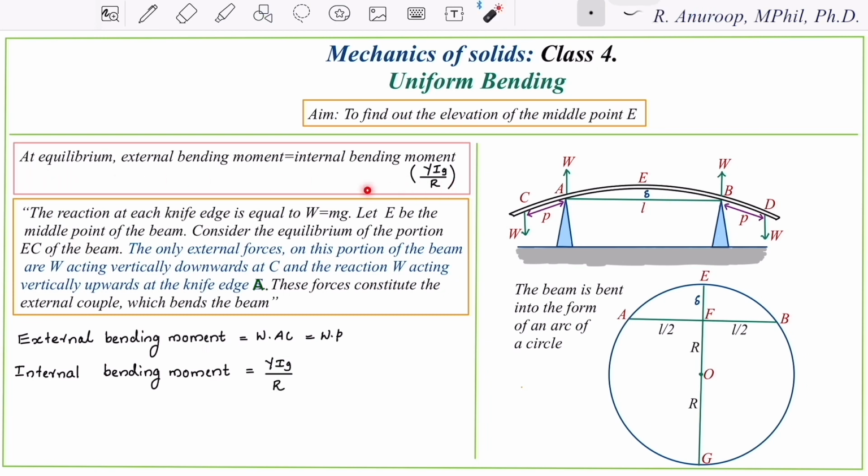Now at equilibrium, we have taken the equilibrium condition. At equilibrium, the external bending moment balances the internal bending moment YIg by R. That is, at equilibrium, Wp is equal to YIg divided by R. Therefore, the radius of curvature R is equal to YIg divided by Wp.